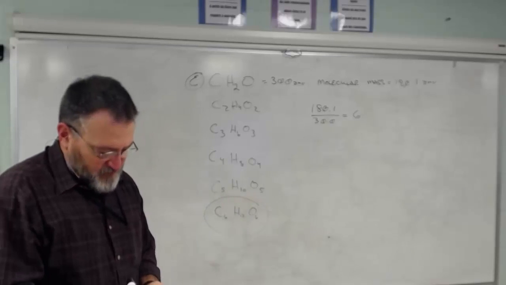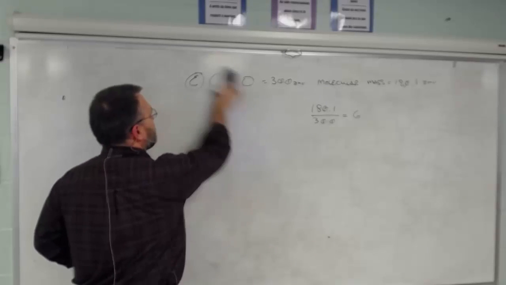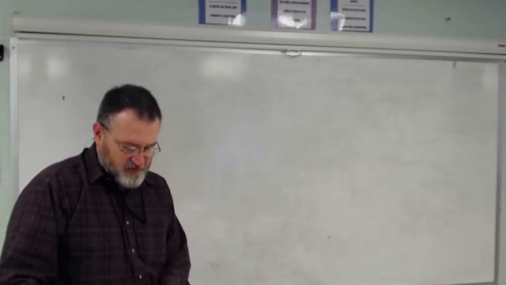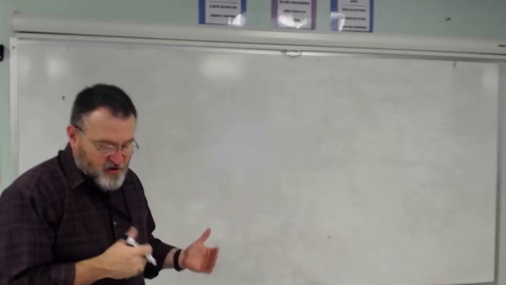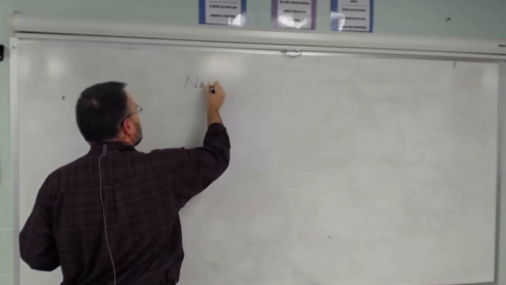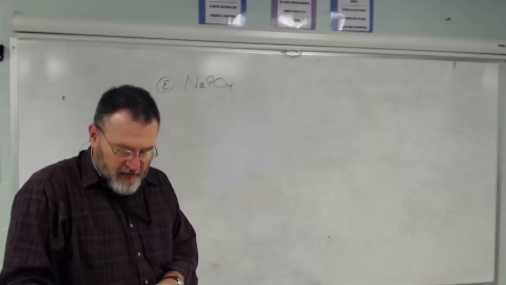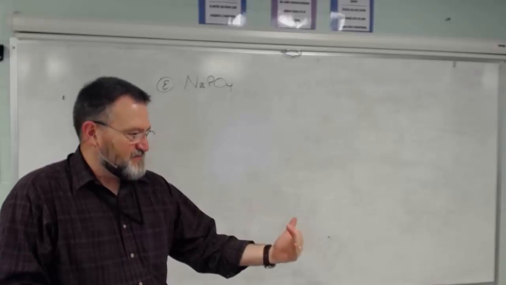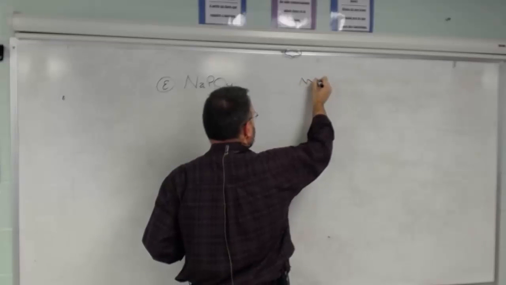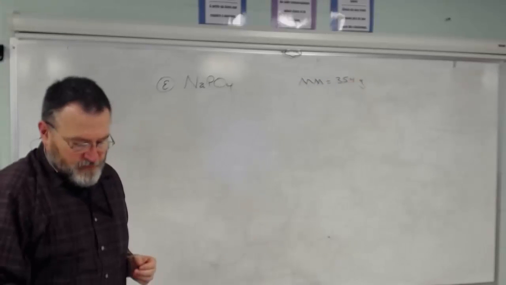Let's do one more example. Actually, 8.10, let's do 8.10 first. In one experiment, the empirical formula of a compound is determined to be NaPO4. It's the empirical, NaPO4. In a separate experiment, the molar mass is determined to be 354 grams. What's the molecular formula?